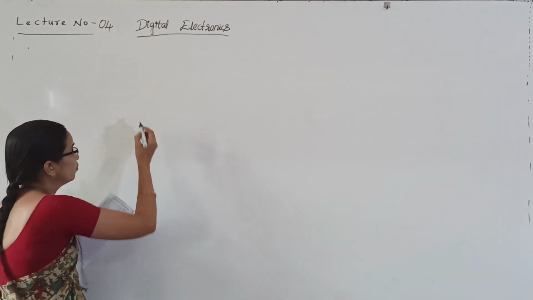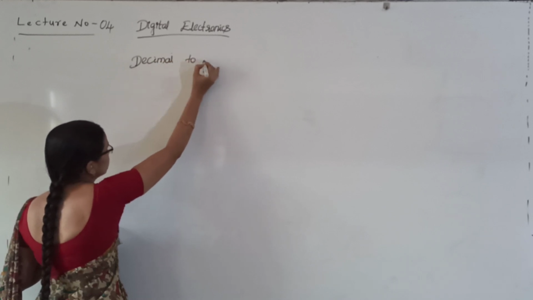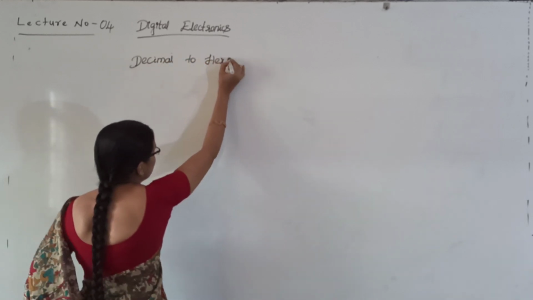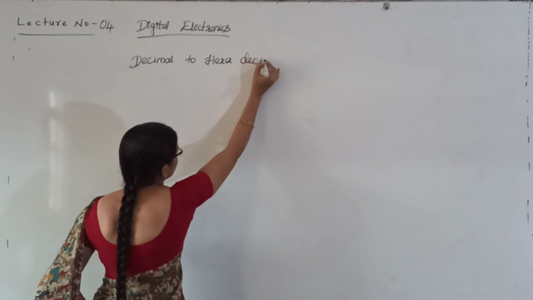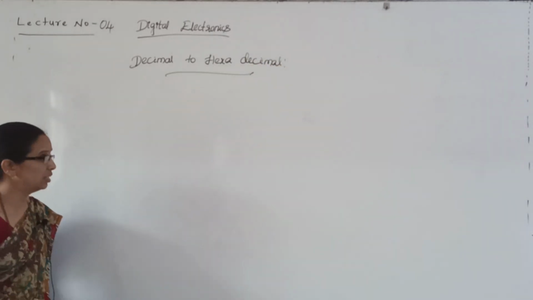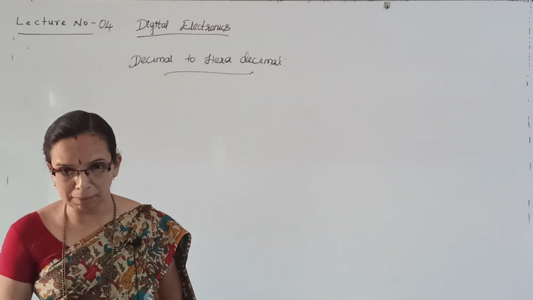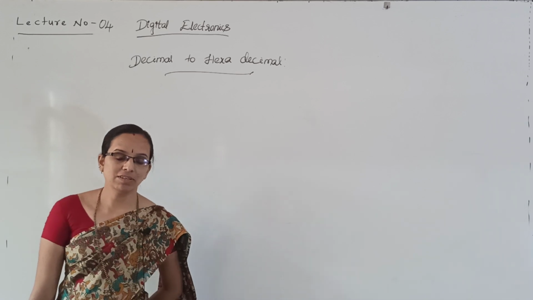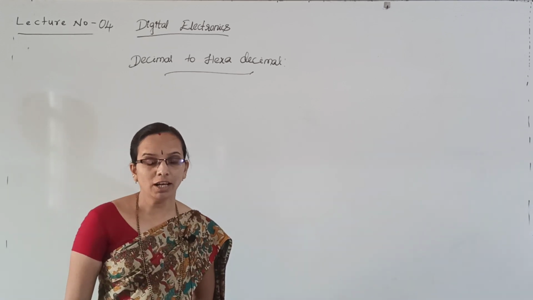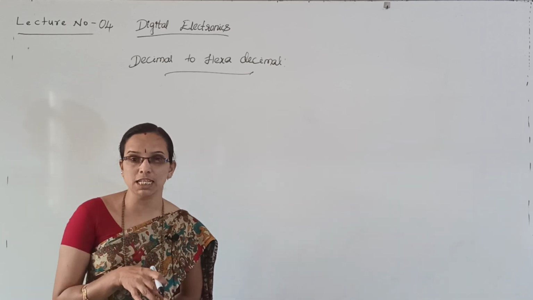Now we learned decimal to binary. Now next one is decimal to hexadecimal. The process is same. Only thing you should be knowing is the 16th table. 16 ones are 16. Only thing you have to divide the given decimal number by 16.